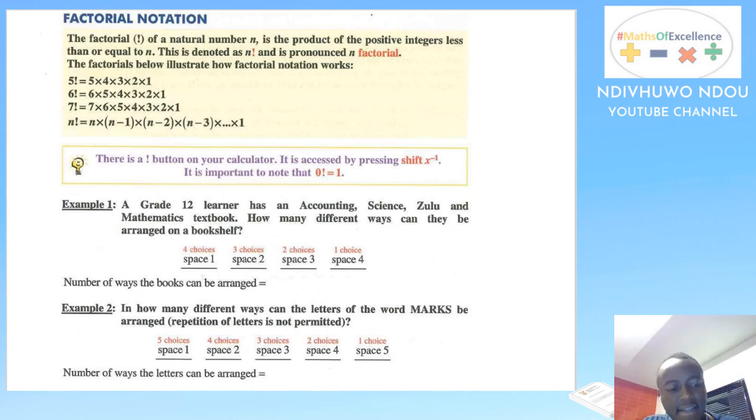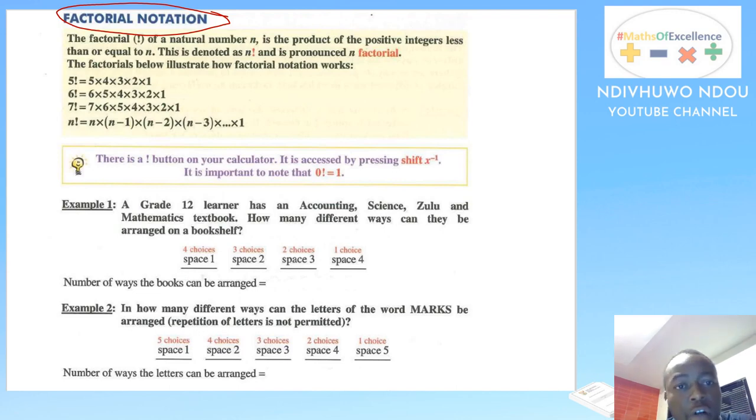Okay, let us now take a look at the factorial notation. Let me just highlight it there. According to Kevin Smith study guide, it says the factorial in brackets, it's something like an exclamation mark. So that thing represents a factorial. In maths, we don't call that an exclamation mark, but we call it factorial.